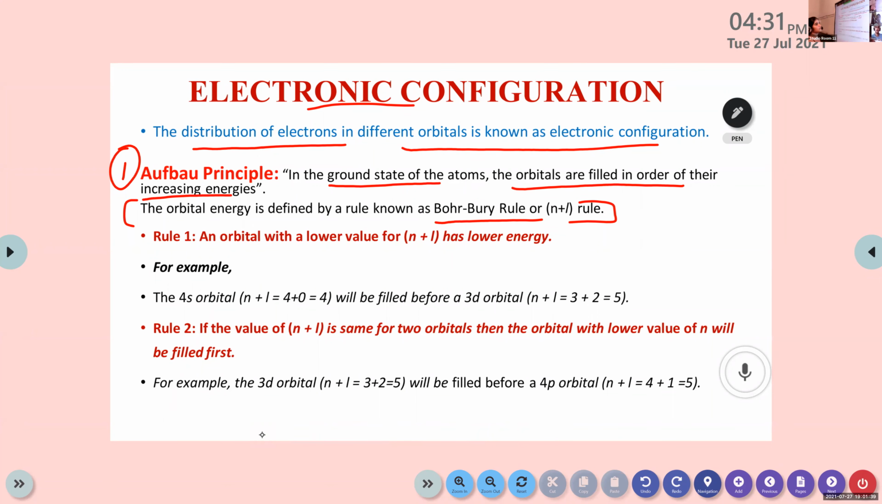Why 4s comes before 3d. So this Aufbau principle: in the ground state of the atoms, the orbitals are filled in order of their increasing energies.